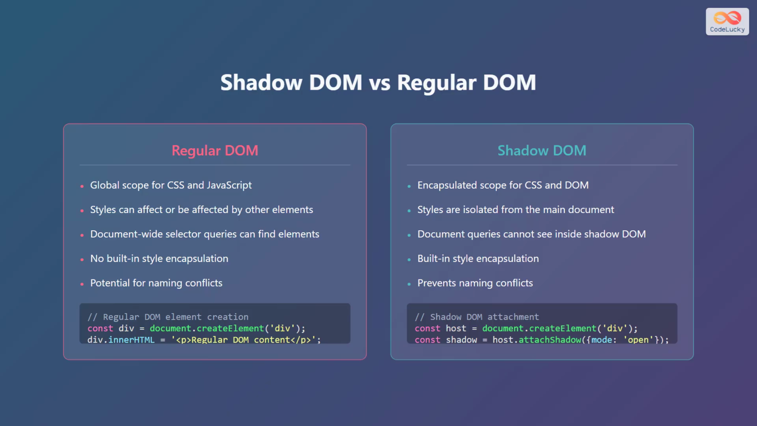On the right side, we have the shadow document object model. This has encapsulated scope for cascading style sheets and document object model. Styles are isolated from the main document. Document queries cannot see inside the shadow document object model. It has built-in style encapsulation and prevents naming conflicts. Here's an example of attaching shadow document object model.